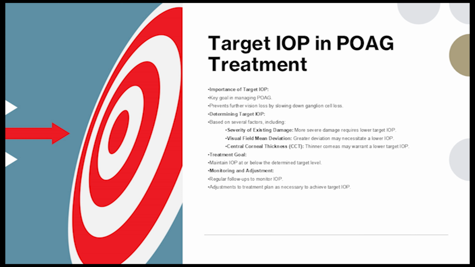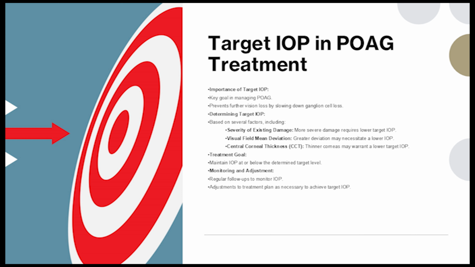I'm still a bit fuzzy on how to actually set that target. Is there a specific formula or a guideline that we can follow? I wish there were a simple formula. Unfortunately, it's not that easy. We really have to use our clinical judgment, taking into account the severity of the disease, how quickly it's progressing, the patient's overall health, and their life expectancy. It's a very individualized approach.